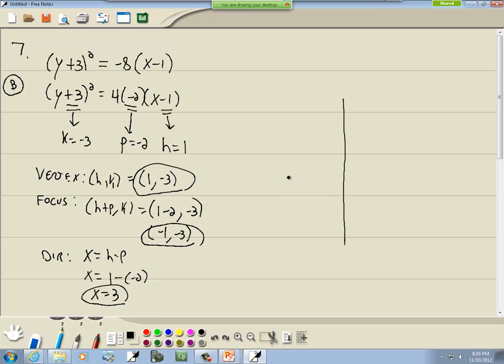Well, let's use those to get the graph. Okay, our vertex is 1, negative 3. Our focus is negative 1, negative 3. And our directrix is x equals 3.